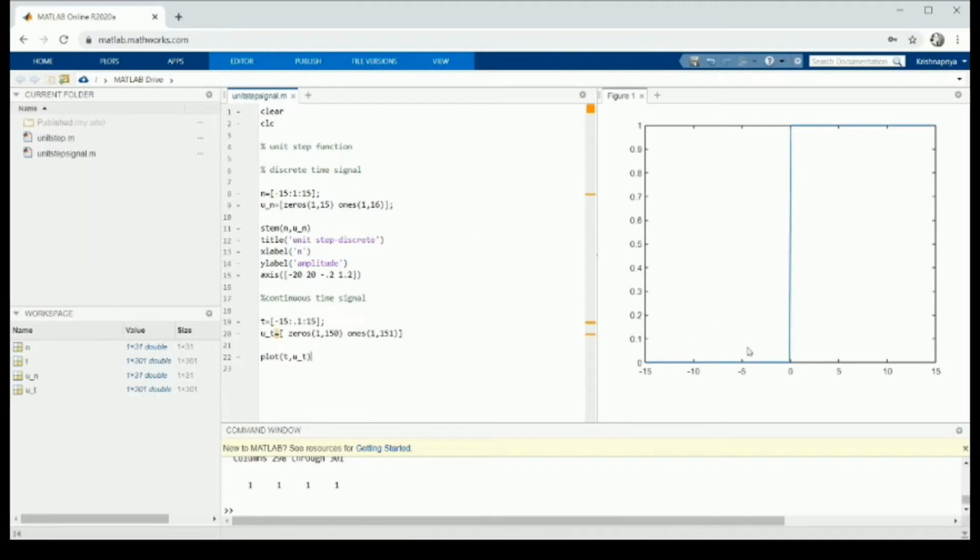So here I obtained the graph, and it can be seen that from minus 15 to minus 0.1, it's not in 0. So from minus 15 to minus 0.1, the value is 0, and from 0 we can clearly see a slight slanting, that is from 0 its value is 1. From 0 to 15 its value is 1.